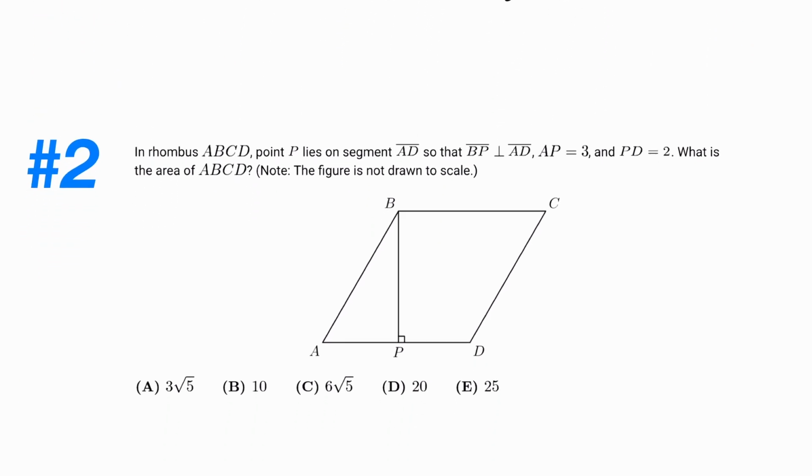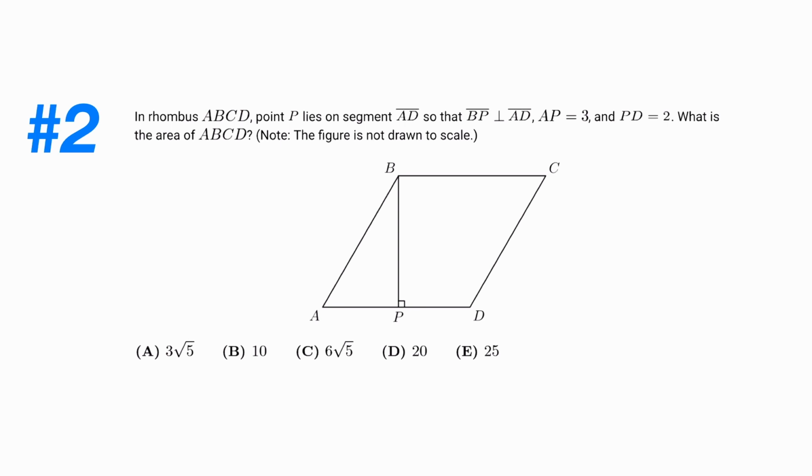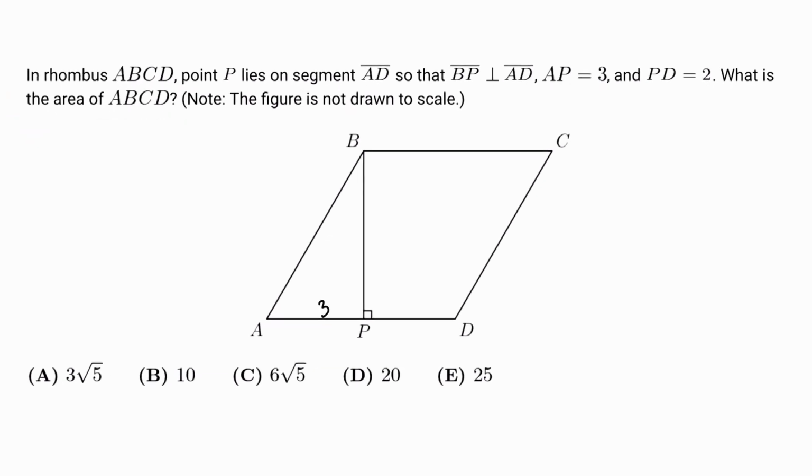Alright, number 2. It says, in rhombus ABCD, point P lies on segment AD so that BP is perpendicular to AD. Given that AP equals 3 and PD equals 2, what is the area of the rhombus ABCD? We're given that it is a rhombus, so AB and AD should have the same side length, correct? So AB should have a side length of 3 plus 2, or 5. And by the Pythagorean theorem, BP is going to have a side length of square root of 5 squared minus 3 squared, which is 4. 3, 4, 5 triangle, right?